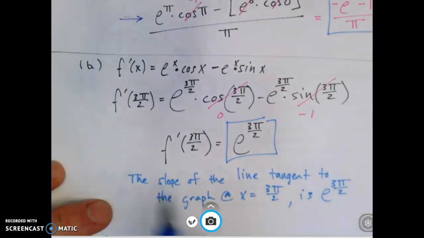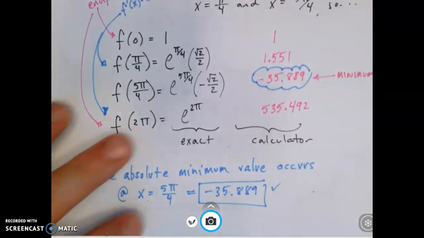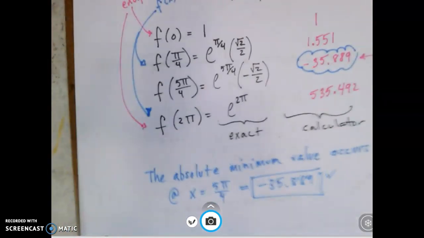Nope. The question was, what is the slope of the line? We need to say the slope of the line at this point is e to the 3 pi halves. So I botched that. I lost a point there. All right. Moving on. Part C.